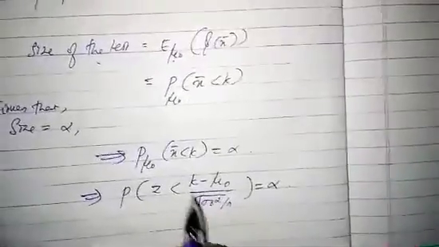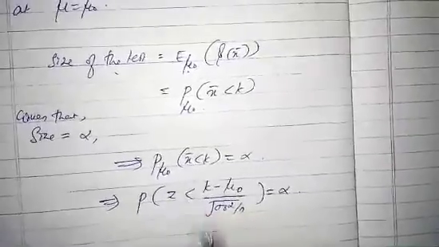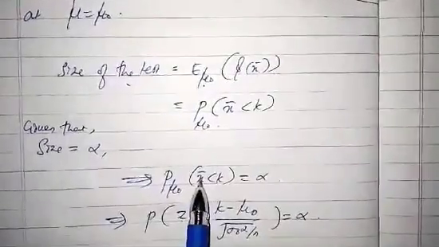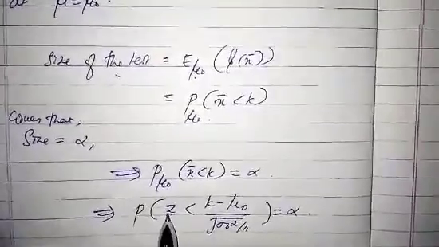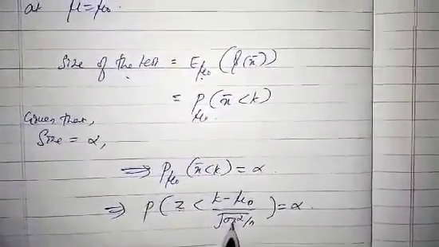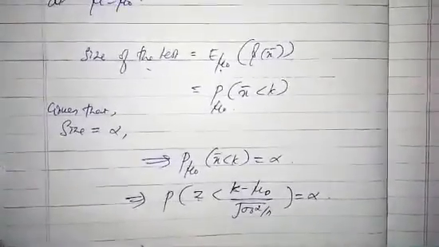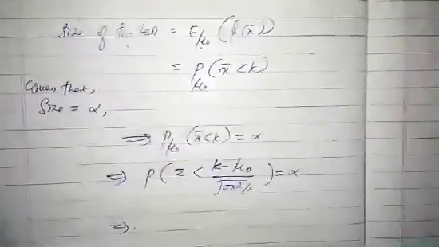Understood this term? Here x bar follows normal with mean mu and variance sigma naught square divided by n, so we can make this x bar term a standard normal variable, that is x bar minus mu naught divided by its standard deviation, equal to z. Z means standard normal variable. It's less than k minus mu naught, its mean, divided by square root of sigma naught square divided by n. So we have to find the value of k, and for that we can make some transformation here.